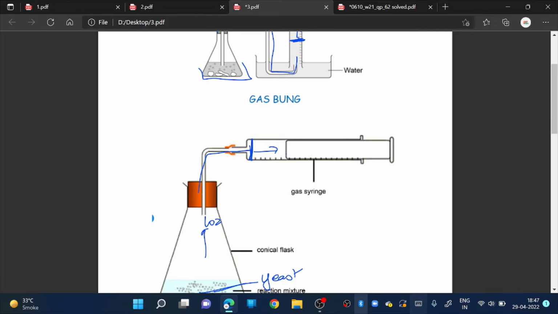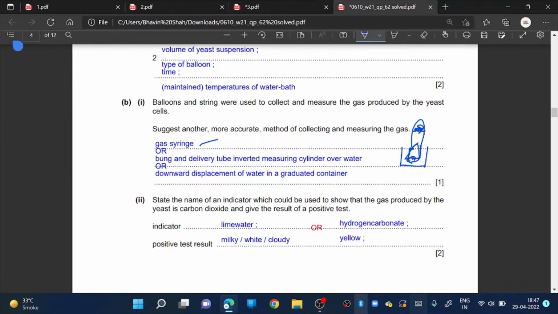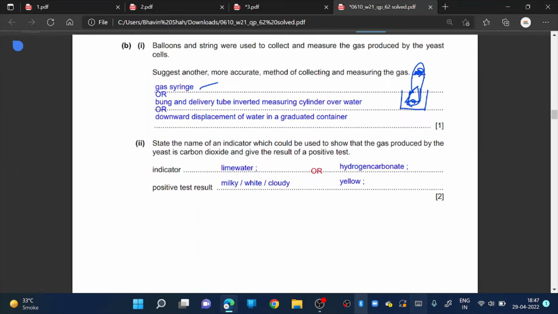The other method that we also spoke about was the bung and delivery tube. So this is a beaker. Here you have taken a test tube where you are adding this yeast solution, and then you could take a conical flask also, and then the tube is inserted here, and then the gas will accumulate here. You can also see at the end of the experiment what is the final gas which is collected.